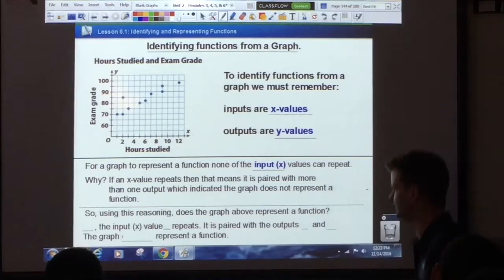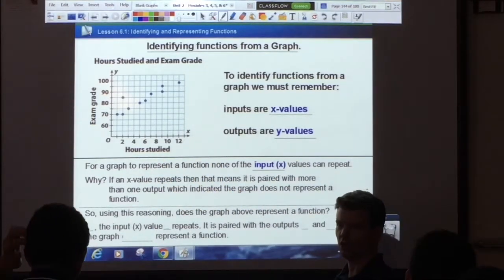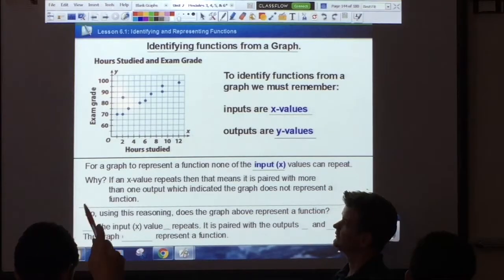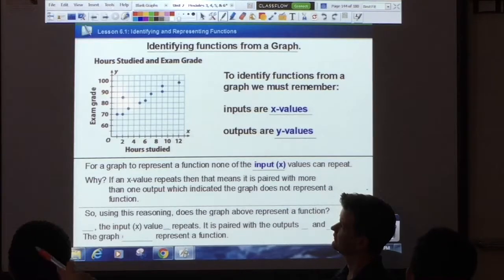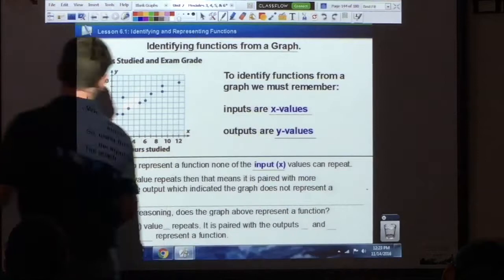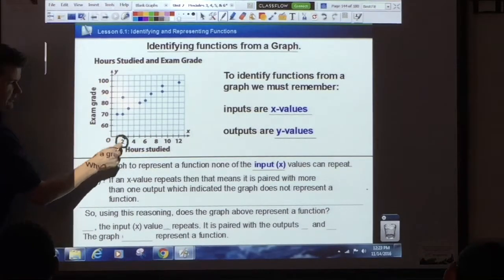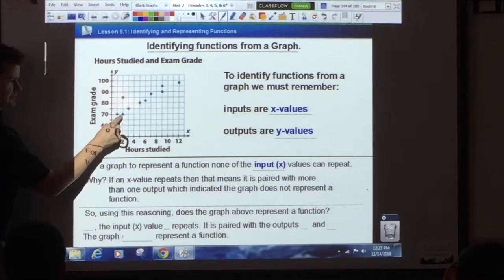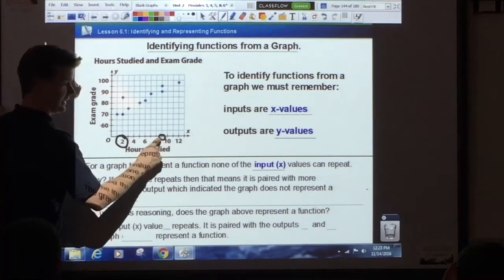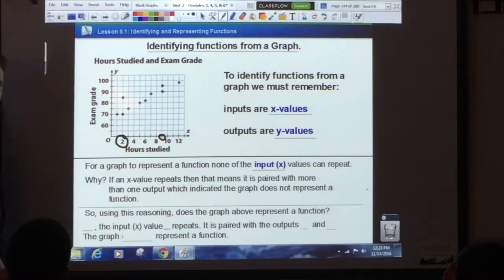Using that reasoning, does this graph right here represent a function, yes or no? No, it does not. Why? Because on 2 and 9 it has two dots. So if we think of 2 as an input, that means this input is paired with two different outputs, 70 and 85. That's a no-no. If we look at 9 as the input, the output would be 90 and 95. Can we have that for it to be a function?